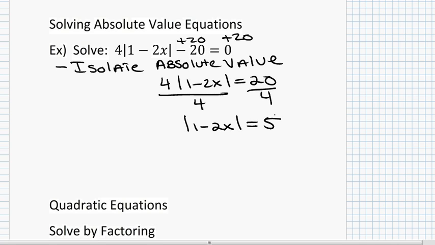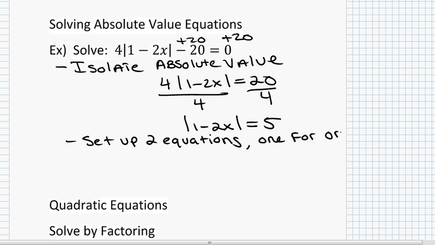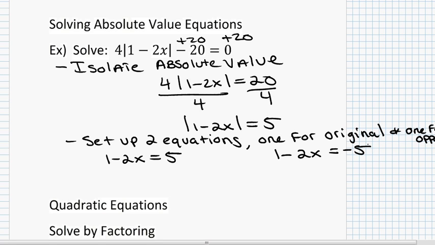Now, once you've isolated the absolute value, remember there's two equations for absolute value. There's one for the original, which means 1 minus 2x equals 5, and one for the opposite. What I mean by opposite is that 1 minus 2x would equal negative 5. Because if it equals negative 5 in here, you take the absolute value, it's still 5. So you figure out and solve these.